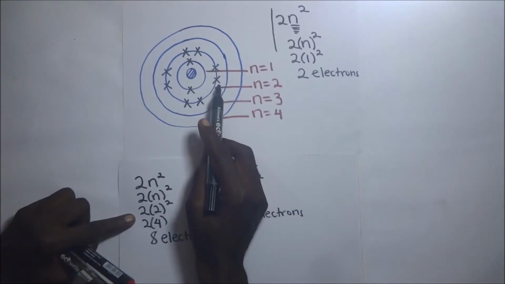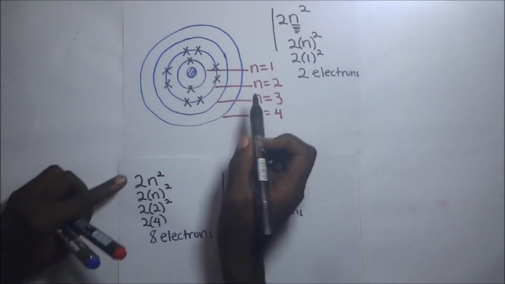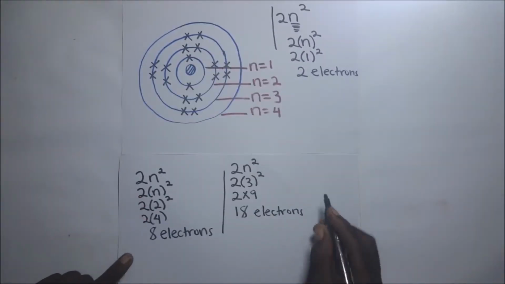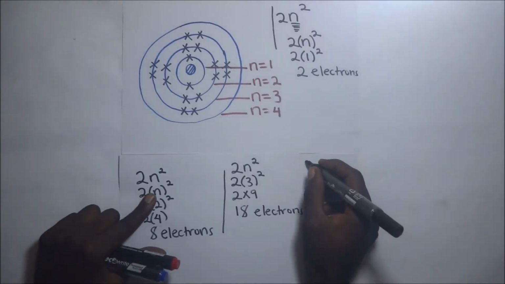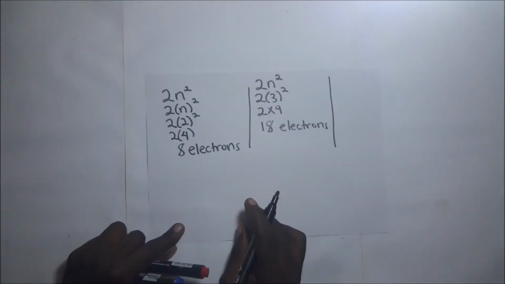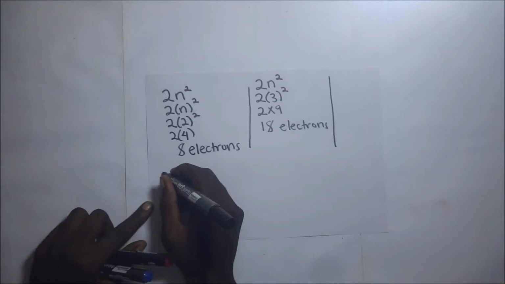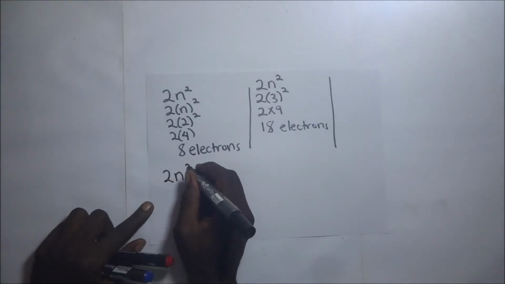The second energy level can accommodate 8 electrons. The third energy level can carry up to a maximum of 18 electrons. What about the fourth energy level? Again, it's the same formula, 2n squared.